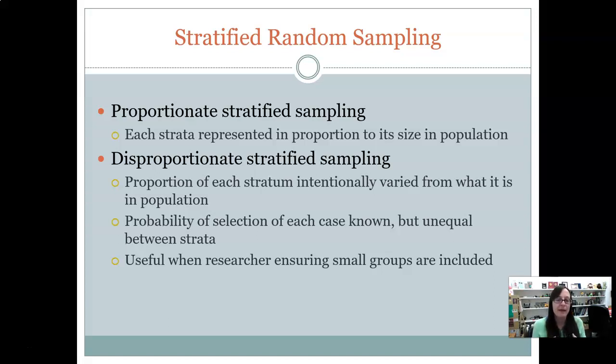So this would be a way if you want to design your sample for a specific purpose. And so you would have to have a reason as to why you would want disproportionate sampling, but you can justify it as long as you know what you're doing and why. And there's a reason for it, then it can definitely make sense.